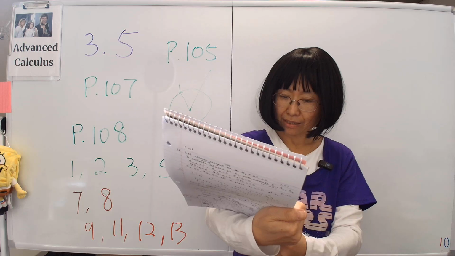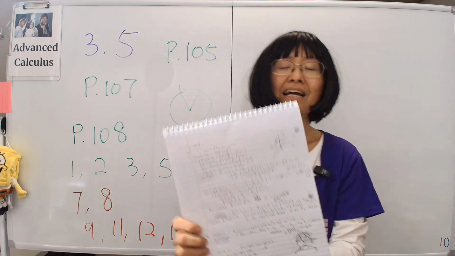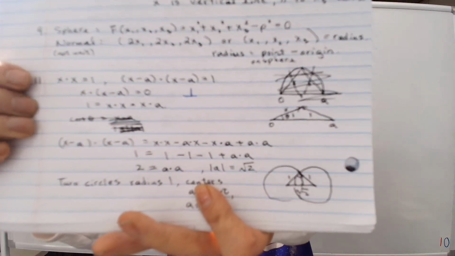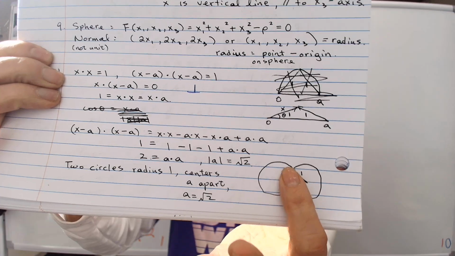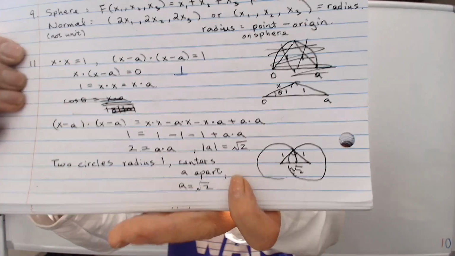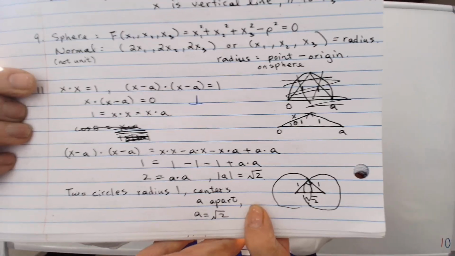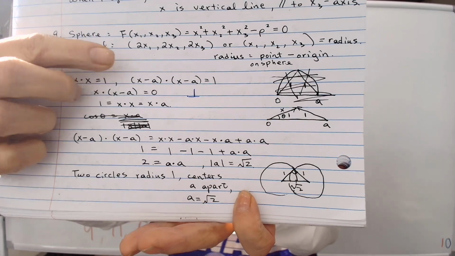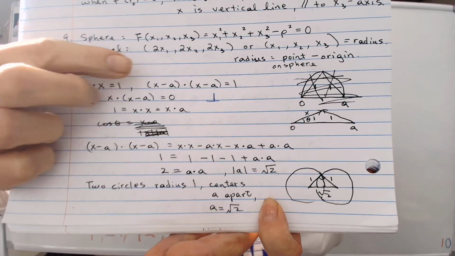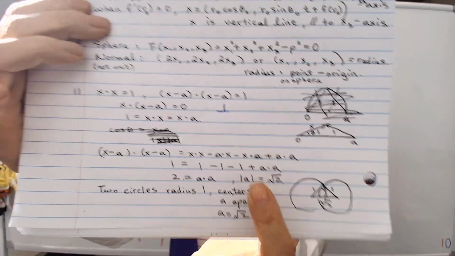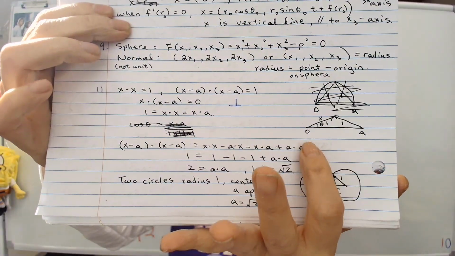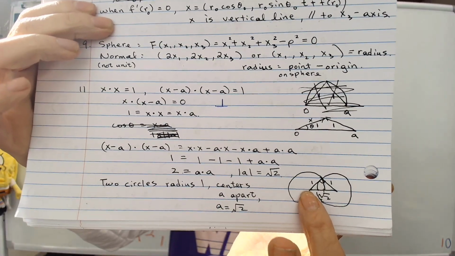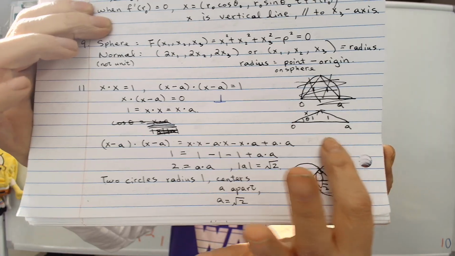Example 11 has two spheres. The two spheres have to intersect at a right angle like that. One is x dot x equal to 1, which is the unit sphere. The other one is also a unit sphere, but is located at a different point, at point A. So imagine one is located at the origin, and the other one is over here, a distance apart.